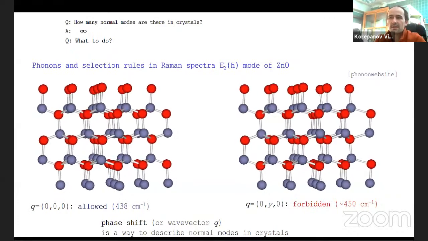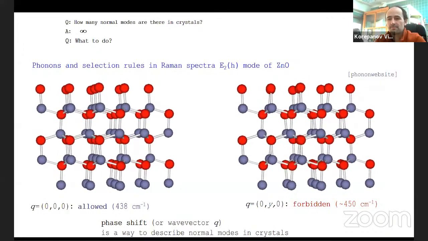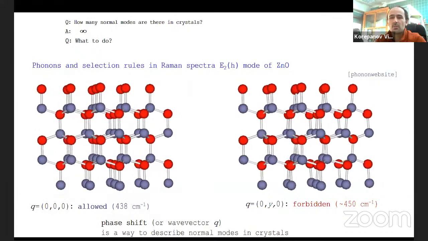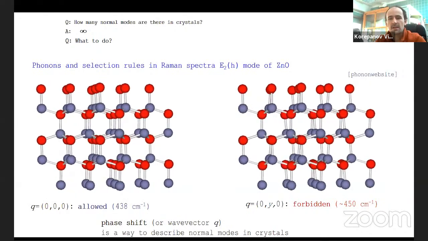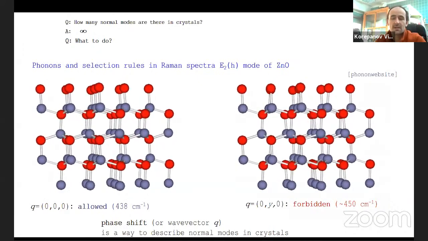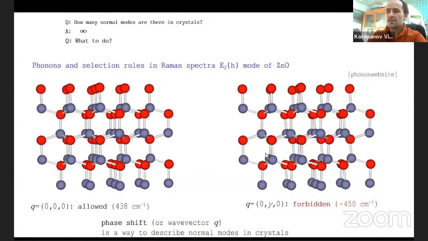Only zone center phonons, and this is actually very helpful. Otherwise, we would see something like a continuous spectrum. The way we describe the vibrations in crystals is by the phase shift. This is the wave vector, and the meaning of the wave vector is actually this phase shift. It is a 3-dimensional vector, which describes the magnitude and the direction of this phase shift. So you see here on this page, one phonon is allowed and another is forbidden.